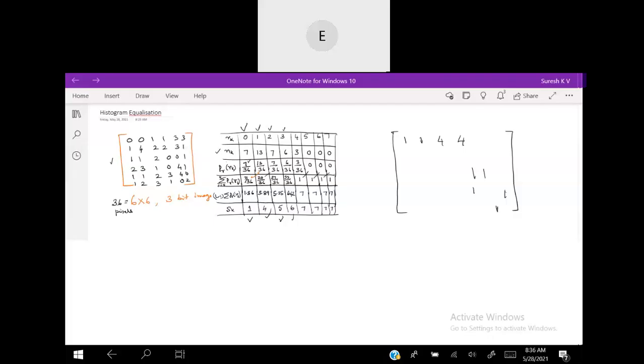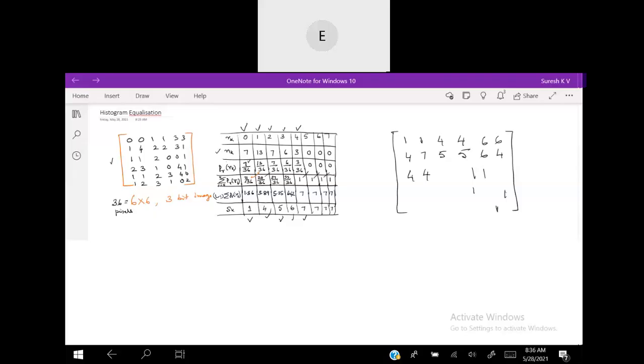All 3 should be mapped as 6. So this will be 6. This will be 6. 1 should be mapped as 4. So this will be 4. 4 is mapped as 7. Look at this table. 4 is mapped as 7. So this will be 7. 2 should be mapped as 5. So this will be 5. This will be 5. 3 should be mapped as 6. 1 should be mapped as 4. I hope you are following what I am trying to demonstrate here.